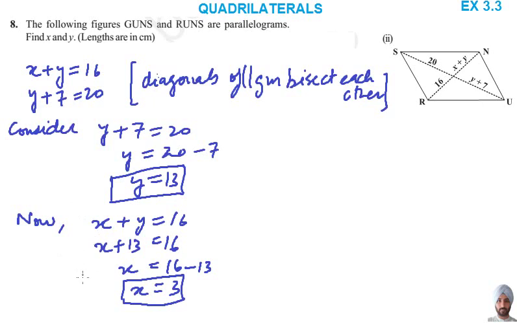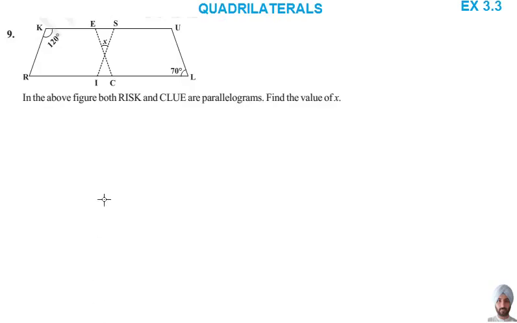Now let's move on to the next question. In question number 9, we have a figure in which there are two parallelograms. One is RISK and the other one is CLUE. So RISK and CLUE.